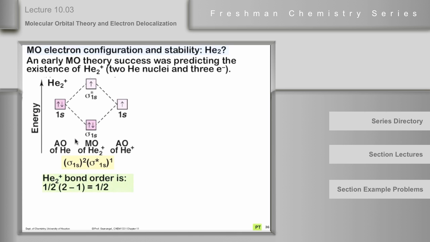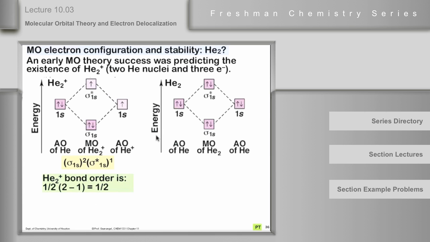And it's seen in the gas phase, and in fact, it's seen on the surface, the atmosphere of the sun occasionally, I understand, too. Now, what about He2? Well, you right away see there's a problem. For He2, we have 4 electrons.